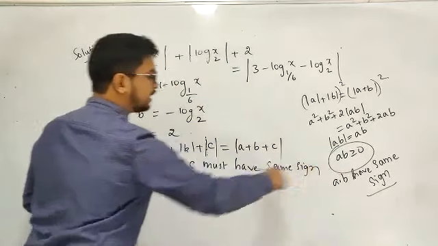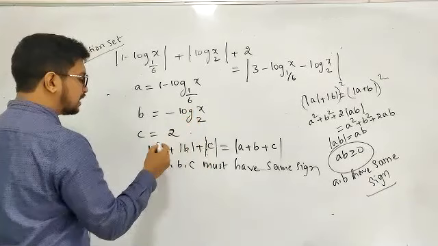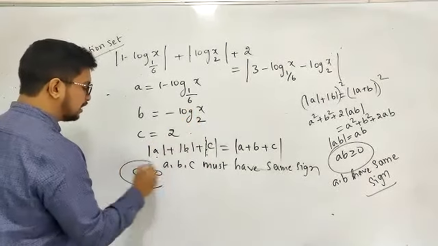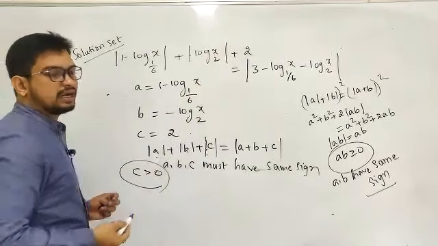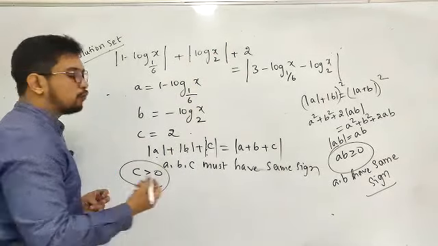So extending the definition, I'm writing that A, B, C must have the same sign. Already this C is greater than 0. Already given that C is greater than 0, we are observing that C is already greater than 0. So what do you need to get from that?